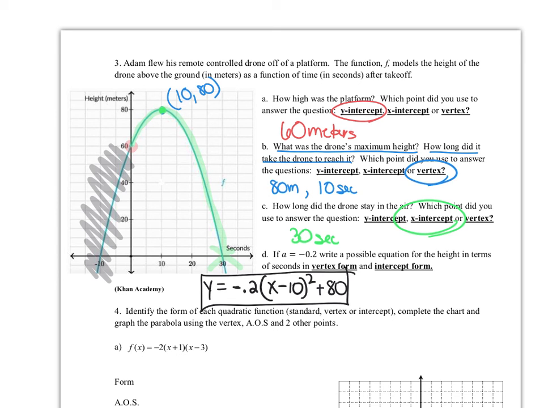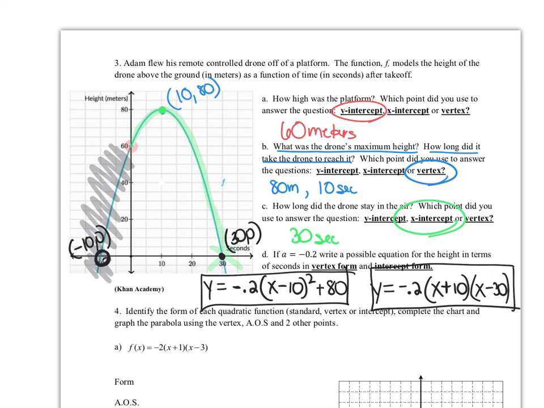In intercept form, now you do kind of need to know this point, right? It's at (-10, 0), and this is at (30, 0). So intercept form, again, they told you that your a value is -0.2. And so now we just need to plug in the x values of our x-intercepts. Well, when I plug in -10, x minus -10 becomes x plus 10. Here, x minus 30 is just x minus 30. So those are the two forms.